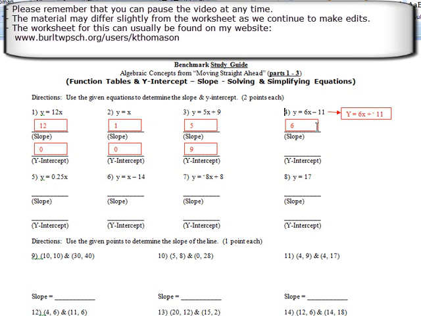It's whatever's being added to the equation. So here, negative 11 is being added. So in the future, you can just look and see that it's going to be negative 11 for the y-intercept. But if you need to rewrite it, it's right here. We have y-intercept equals negative 11.